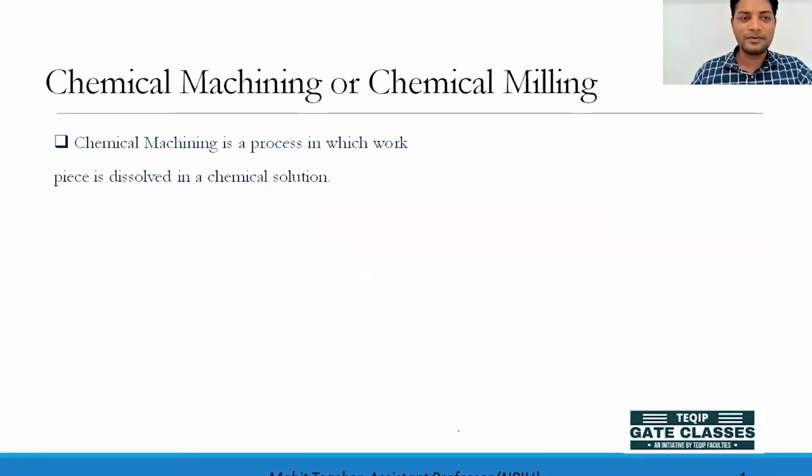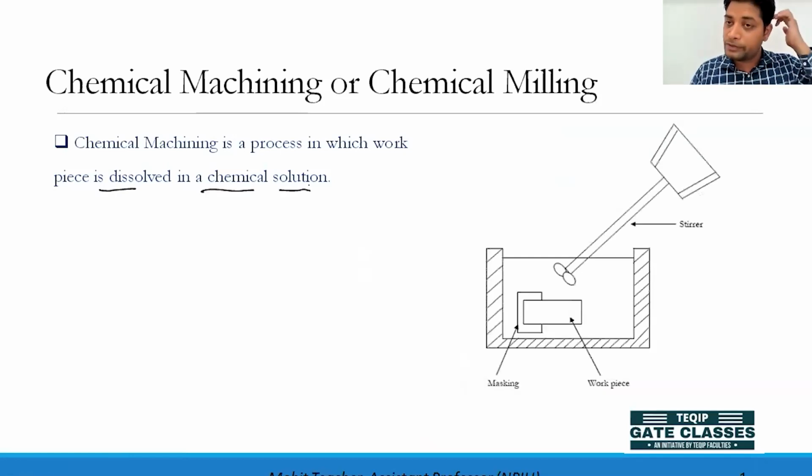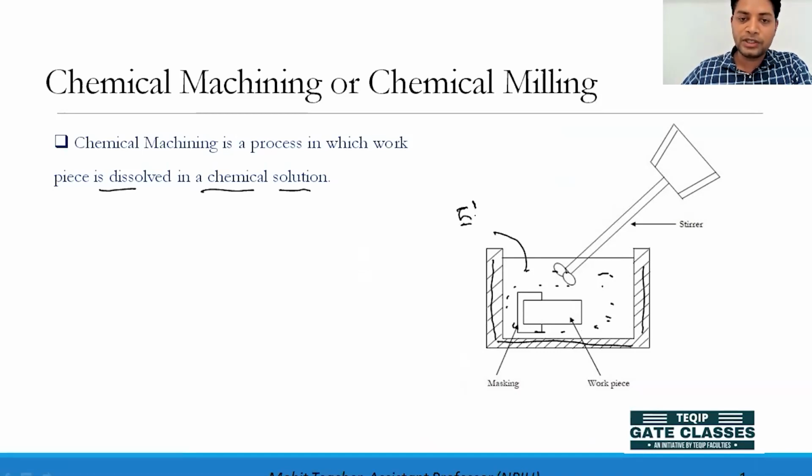So let's start. First, chemical machining is a process in which the piece is dissolved in a chemical solution. The material is removed after dissolving inside the container. So this is the container, and inside this container we are filling the chemical solution. The chemical solution is nothing but what we call an etchant.